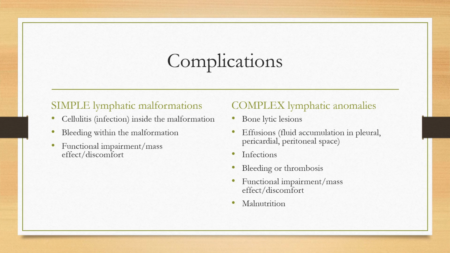And then in KLA, or Kaposiform lymphangiomatosis, we see significant complications from bleeding. In all of the complicated lymphatic anomalies, we may have thrombosis events. And then, as mentioned before, there can be functional impairment, mass effect, discomfort, and malnutrition.